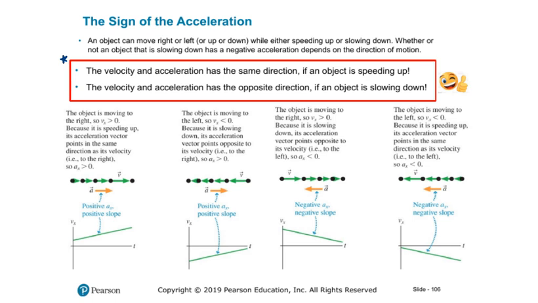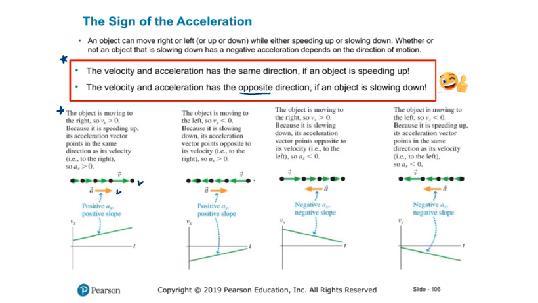And our book nicely summarizes that. Sign of acceleration is defined using this nice box here. The velocity and acceleration have the same direction. If an object is speeding up, it could be speeding up left, right, up, down, doesn't matter. If an object is speeding up, its acceleration is in the same direction as its velocity.